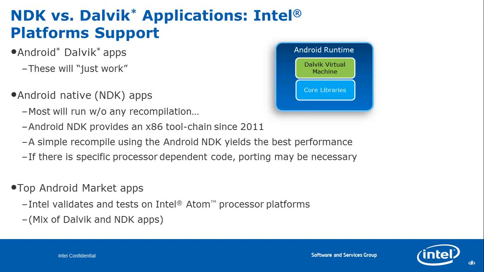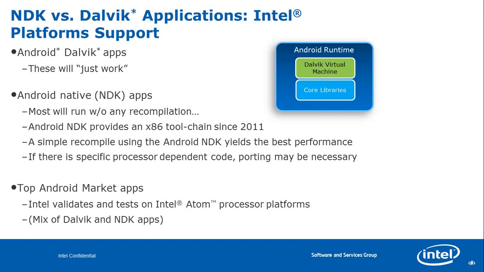So you have a Dalvik app and you want to run it on the x86 platform. It seamlessly runs on x86 platform. There are no issues in porting the Dalvik application onto Intel platform. You want to port NDK applications onto Intel platform. Most of the applications run seamlessly without any recompilation or any kind of optimization required. And there are a lot of tool chains available from the Android NDK itself, which support you to port your NDK application onto x86 since 2011.